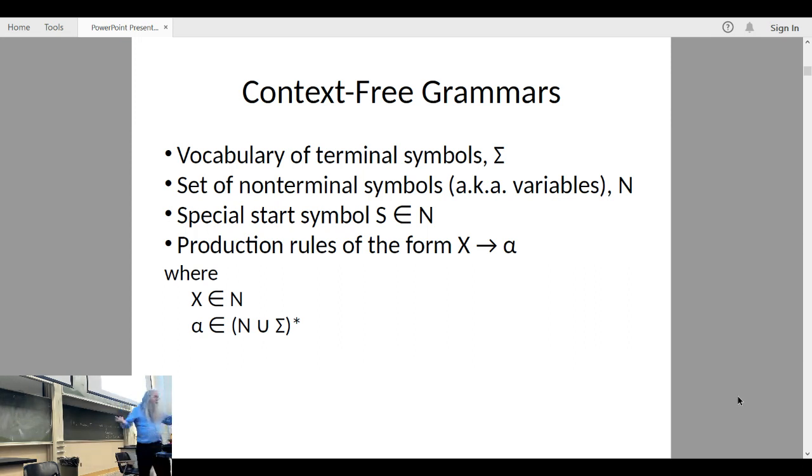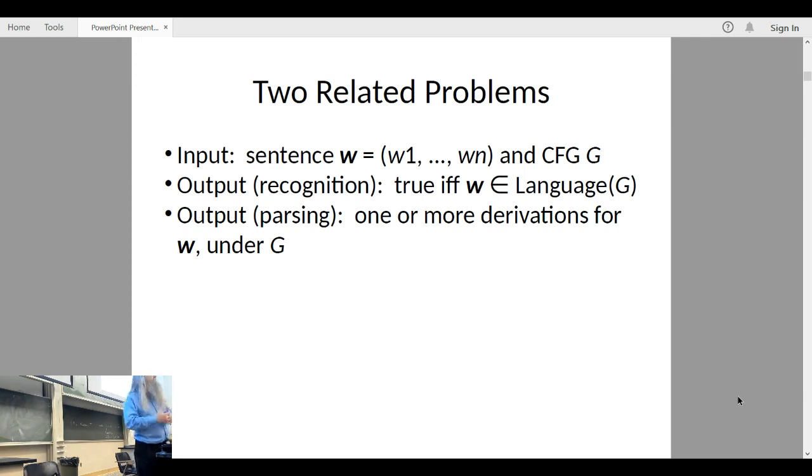So if we've got a sentence, a bunch of words, W1 to WM, and we've got a context-free grammar G, there are two things that we might want to ask. One is recognition, and that is true or false: whether the sentence is in the language that G describes. So we have some grammar, it describes a language. That could be an infinite language. In fact, it often is an infinite language. It doesn't have to be infinite, but it often is.